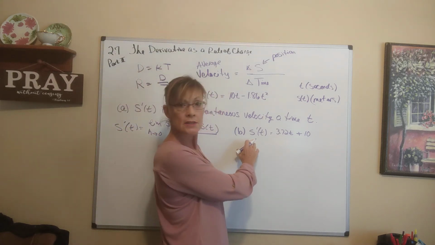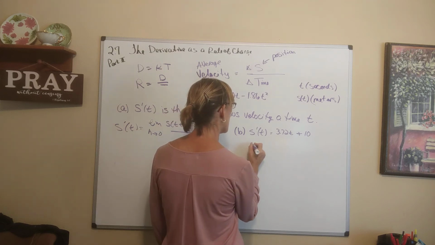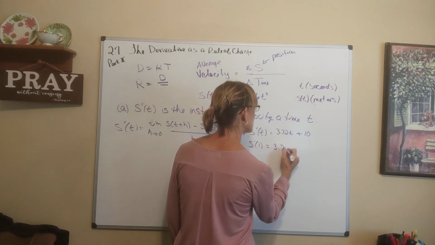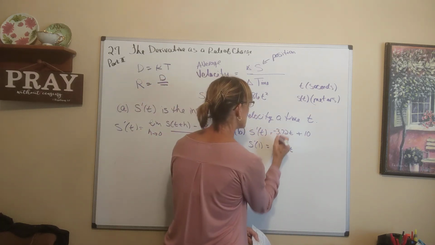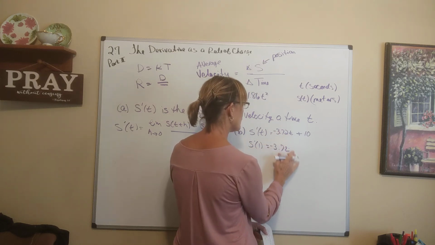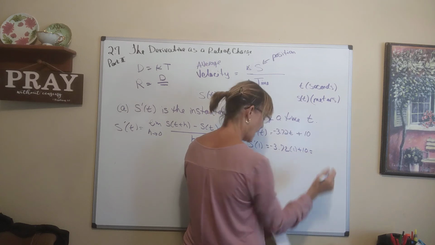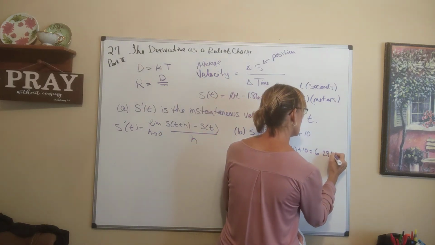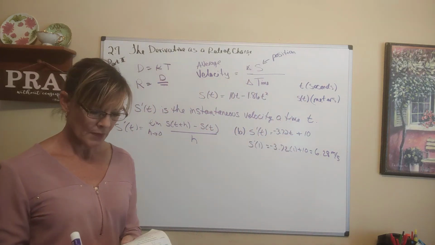Well, since this represents the velocity, we're just going to plug in 1 for t right here. So to answer this question, we're going to take s prime of 1, which is negative 3.72 t plus 10. Did I flip a sign right there? No, I've missed the negative. Minus 3.72 times 1 plus 10, and that gives me 6.28 meters per second. So that is the velocity at 1 second.